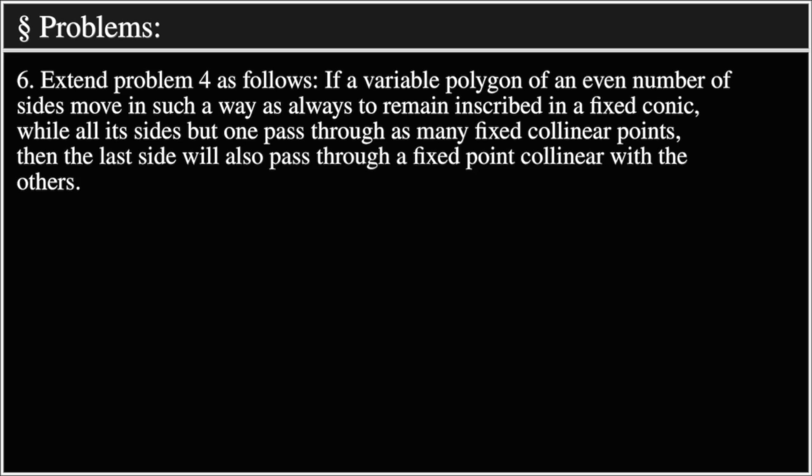5. State and prove the dual of problem 4. 6. Extend problem 4 as follows. If a variable polygon of an even number of sides moves in such a way as always to remain inscribed in a fixed conic, while all its sides but one pass through as many fixed collinear points, then the last side will also pass through a fixed point collinear with the others.